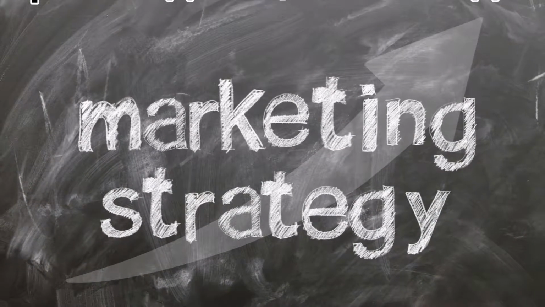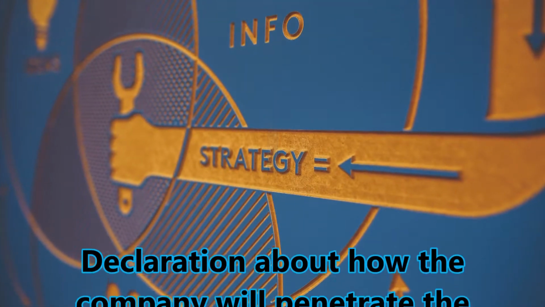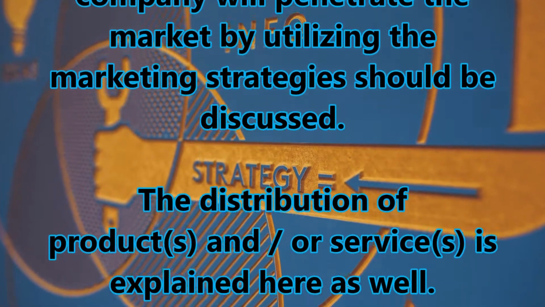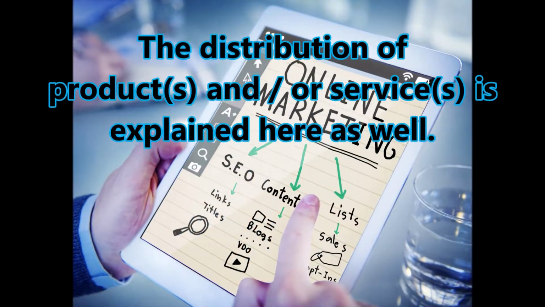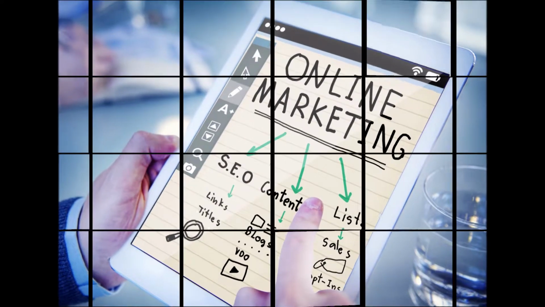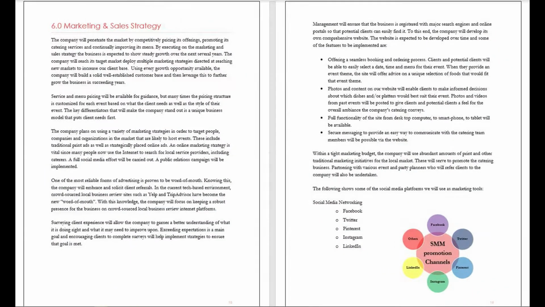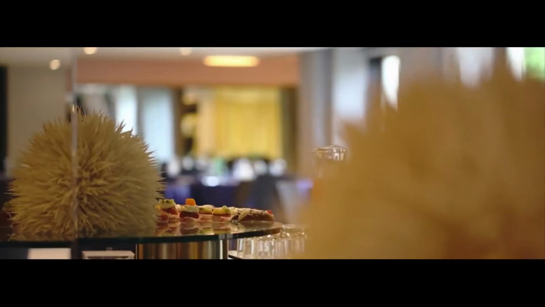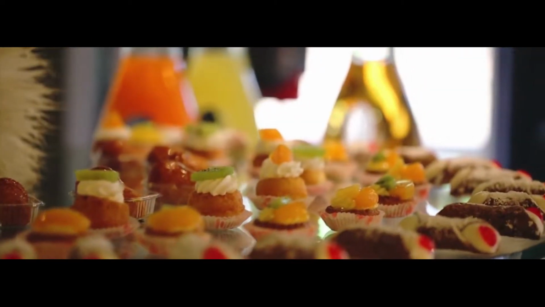Declaration about how the company will penetrate the market by utilizing the marketing strategy should be discussed. The distribution of products and/or services is explained here as well. The Plug and Plan template provides sample content that can be used for the marketing and sales strategy of a company in the industry. If users have some specific marketing methods that are not mentioned, feel free to add them.